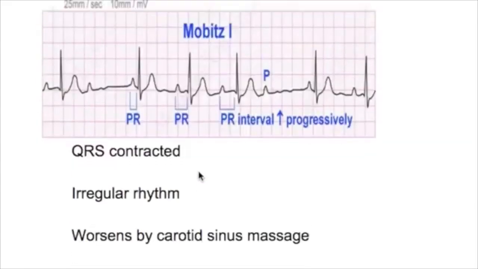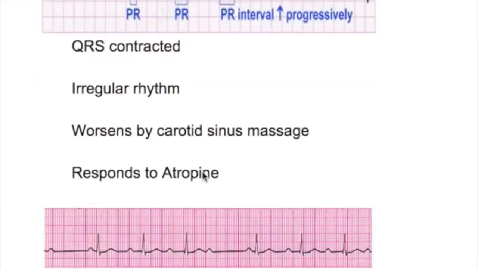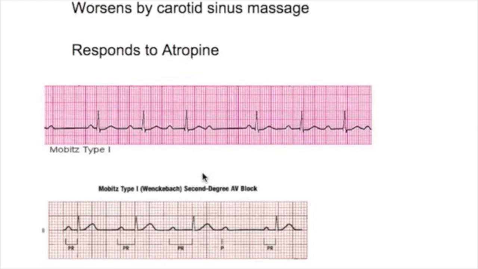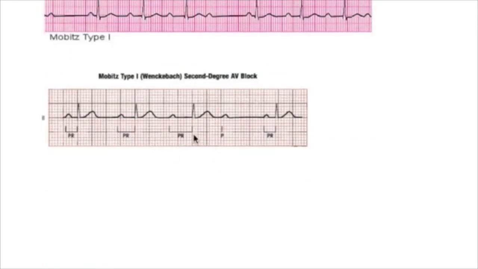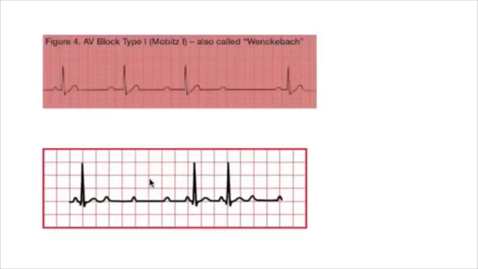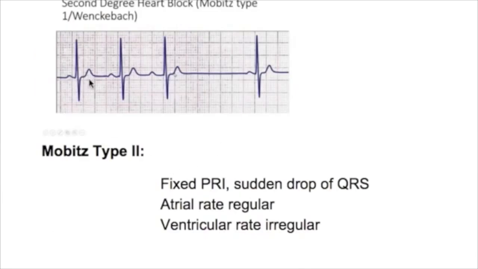And this is worsened by the carotid sinus massage, but it responds to atropine. This is also Mobitz type 1. Here is the missing QRS, and this is the progressively increasing PR interval here. These are the ECGs for type 1. This ECG shows a second degree heart block, Mobitz type 1, with progressively increasing PR interval. But then there is a QRS missing as well as a P wave missing.